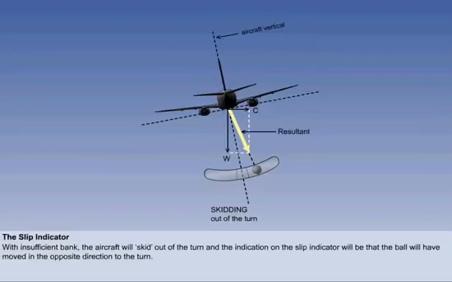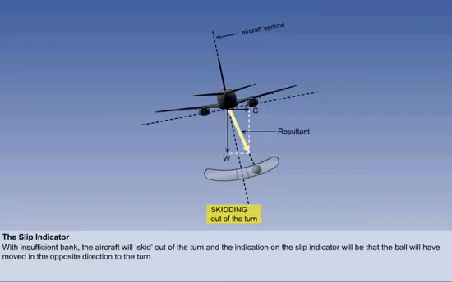However, if we assume that the TAS and the rate of turn has remained the same as for the balanced turn, the force of gravity and centrifugal force experienced will not have changed either. What has happened is that the tube, and therefore the aircraft, has moved relative to the ball. We can say, therefore, that a skidding turn results from too little bank, and the ball in the slip indicator will appear to move in the opposite direction to the turn.